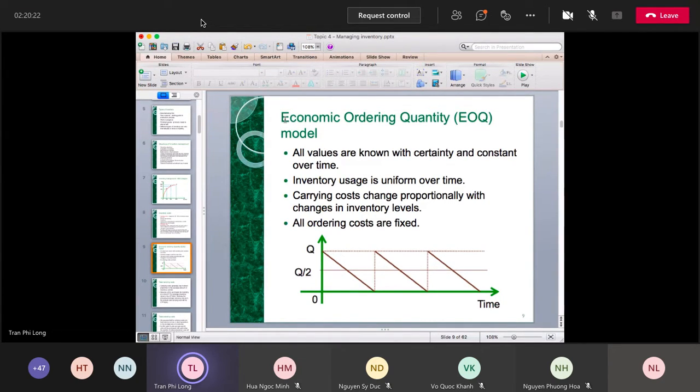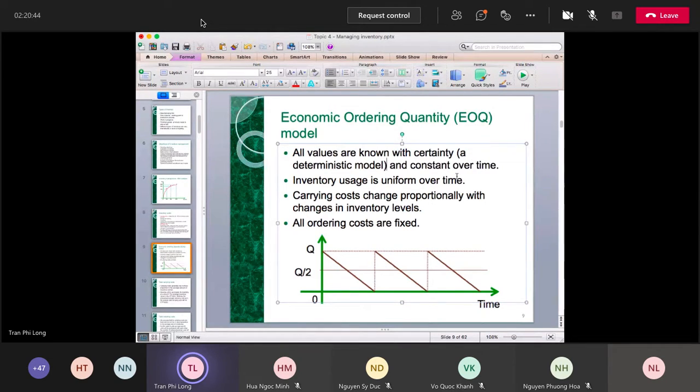So the first model we study will be the economic ordering quantity. In this one, all the values are known with certainty. That's why the economic ordering quantity will be a deterministic model. Deterministic means that everything you know. Later, you will study more about the deterministic model. But now you can understand that the economic ordering quantity, the EOQ, will be a specific case of deterministic model.